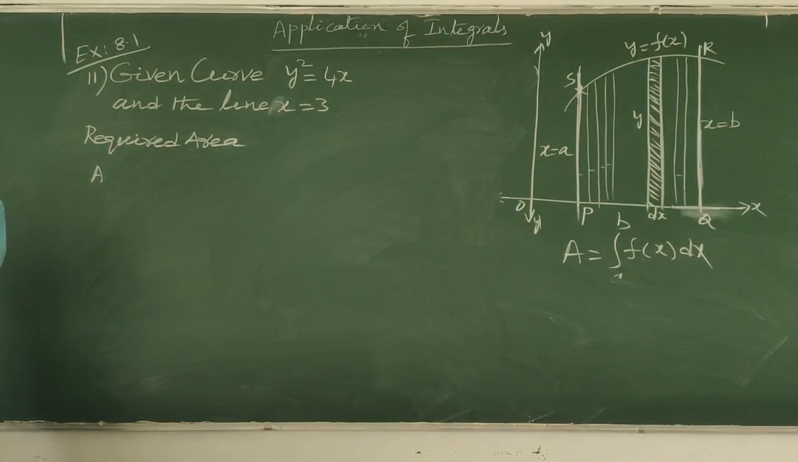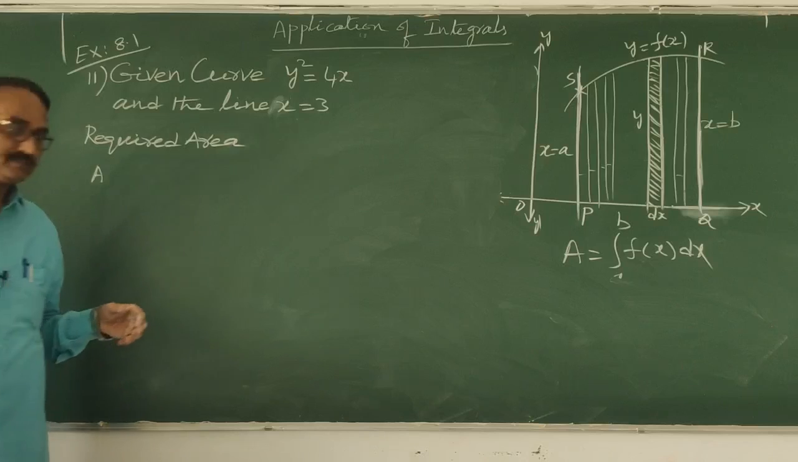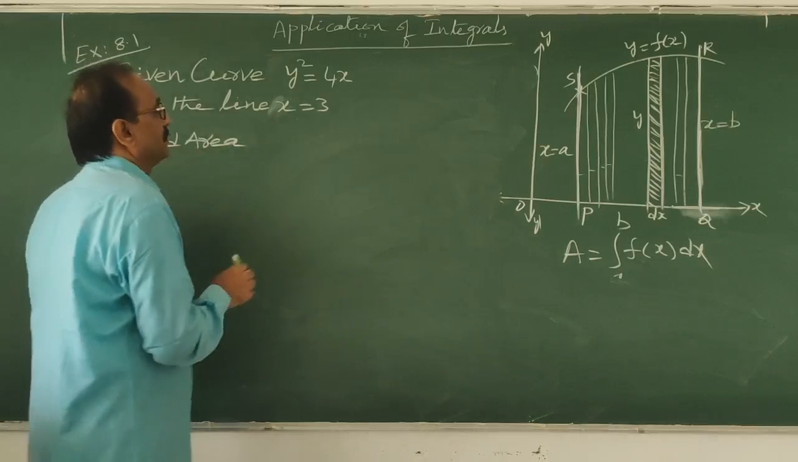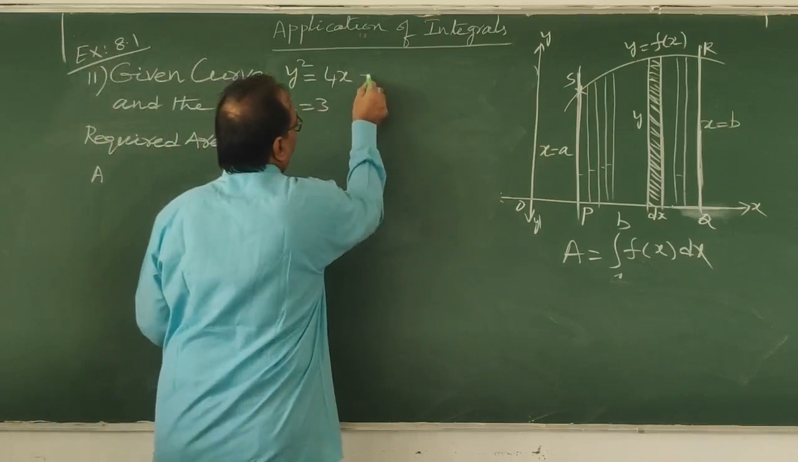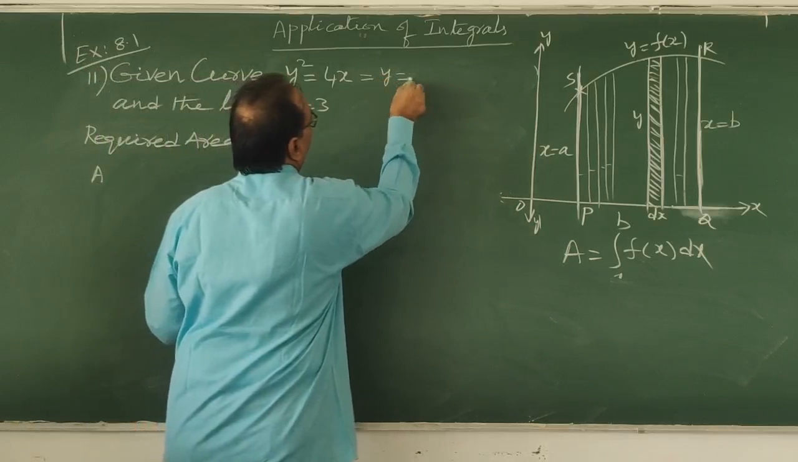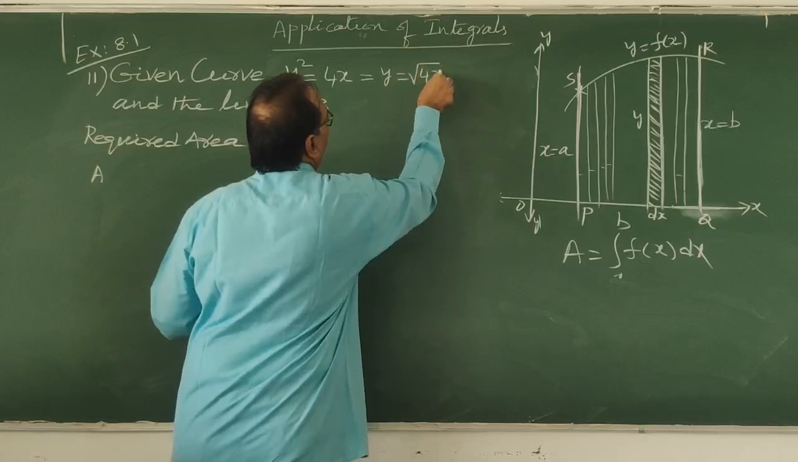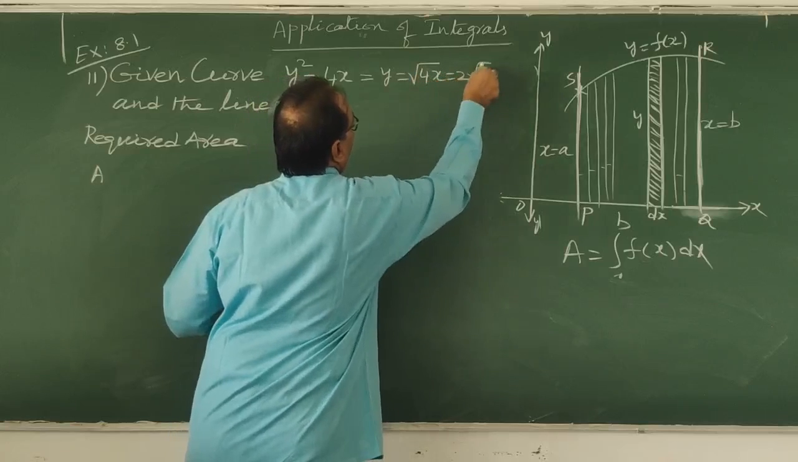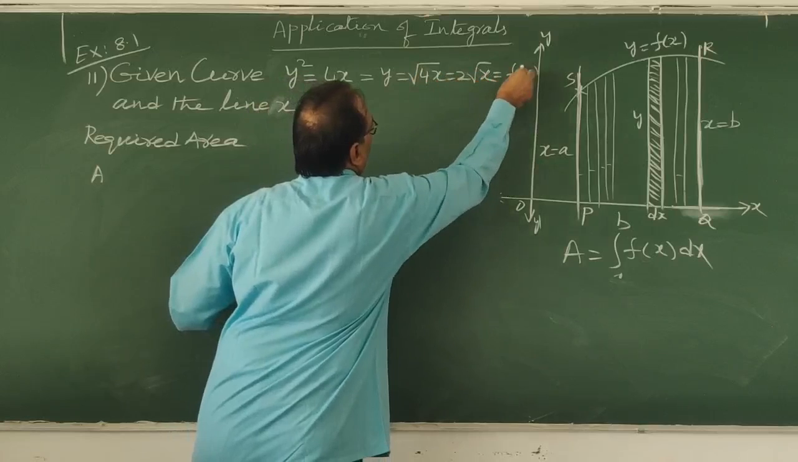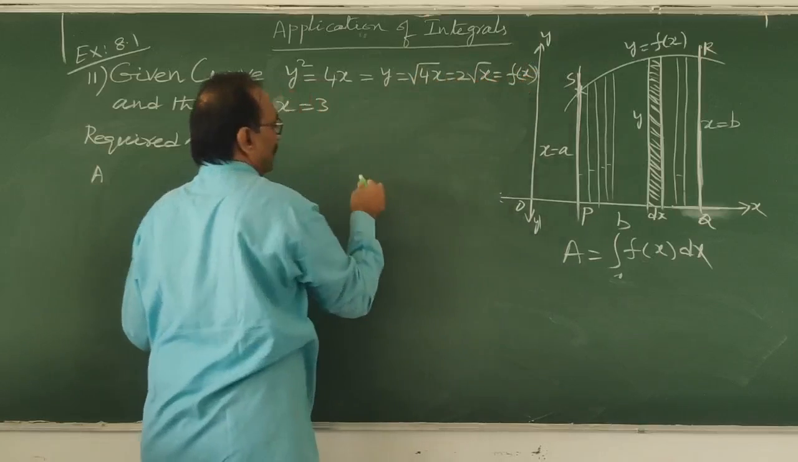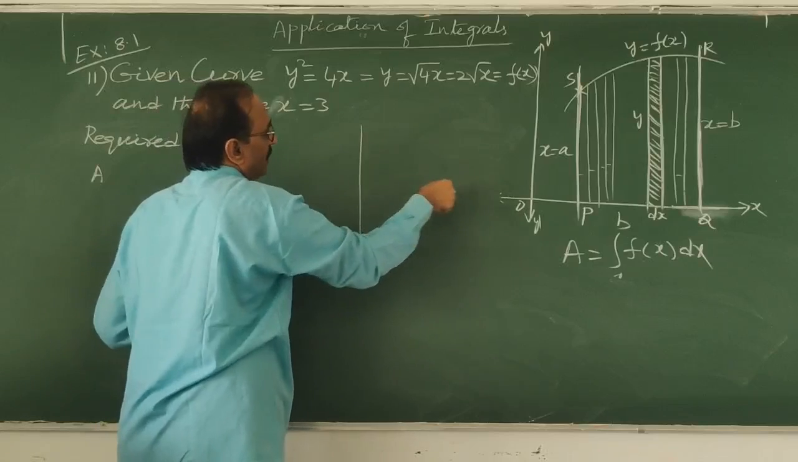Now we have to see what the area is. Okay, no problem. y square is equal to 4x means y is equal to root 4x. Root 4x means 2 root x. Here also root x only comes. This is nothing but f of x. Now let us move to the diagram.